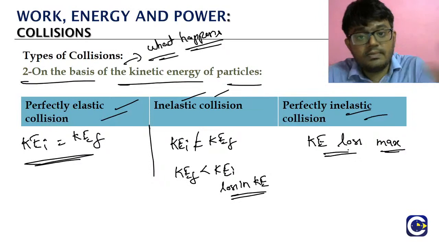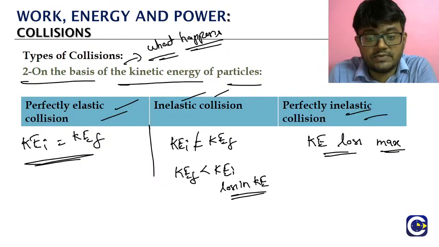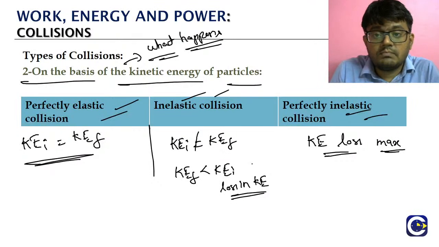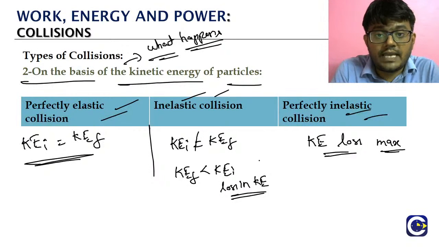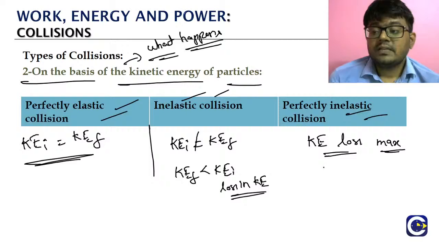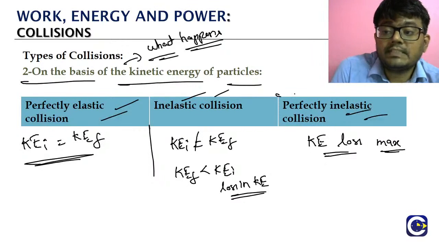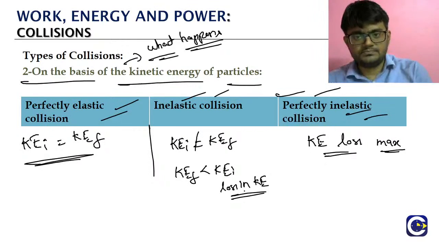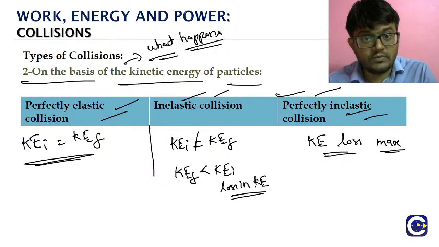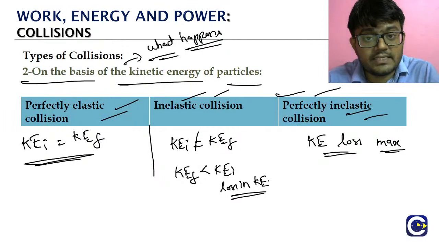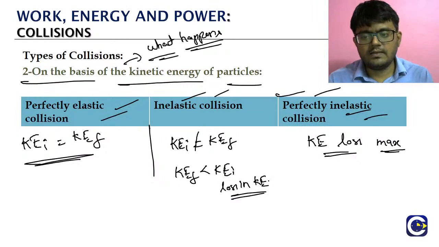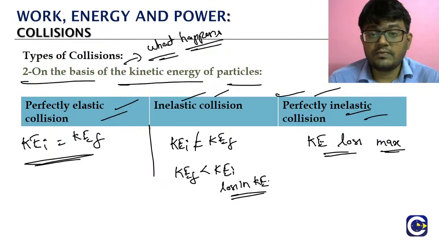Now the scenario where we have the kinetic energy loss maximum, because we said generally in an inelastic collision there will be a loss of kinetic energy. Why? Because the final kinetic energy will be less than the initial value. But in a particular scenario, the loss of kinetic energy is going to be maximum. That scenario is what we will be calling a perfectly inelastic collision. So whatever the scenario where we have the kinetic energy loss maximum, that will be called a perfectly inelastic collision.